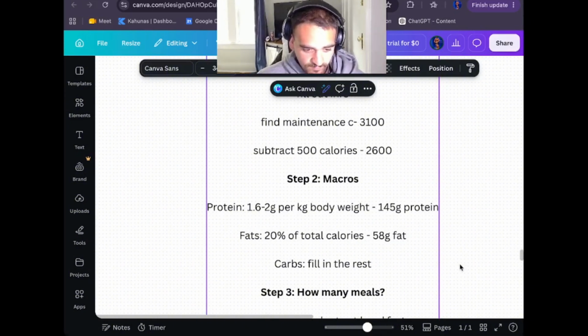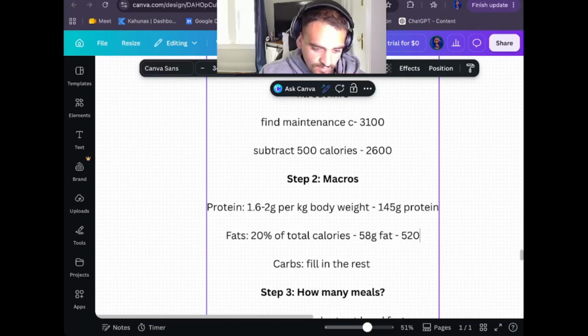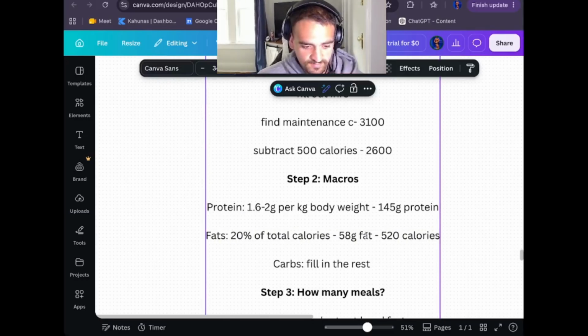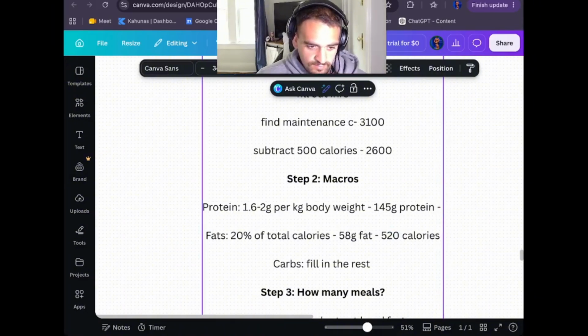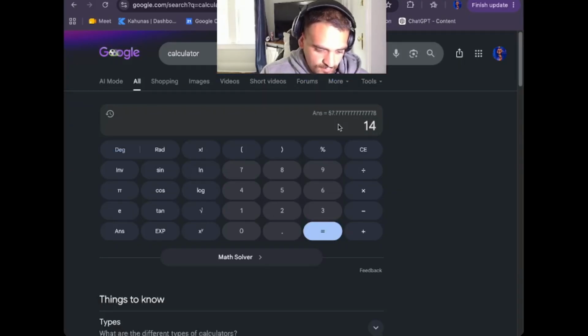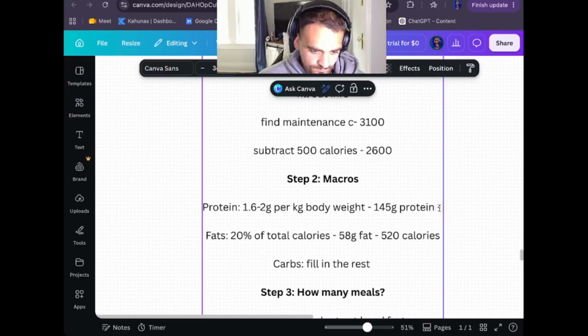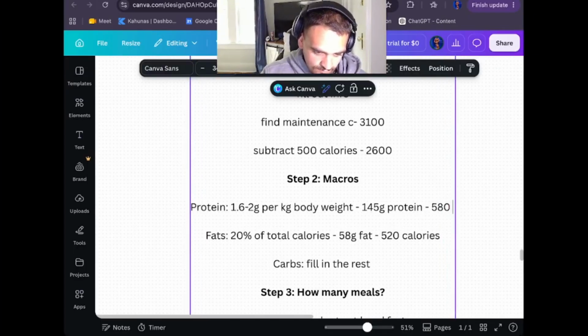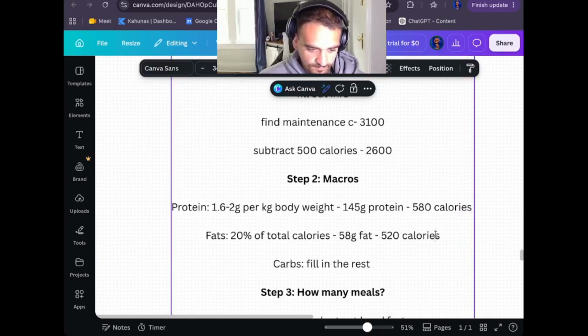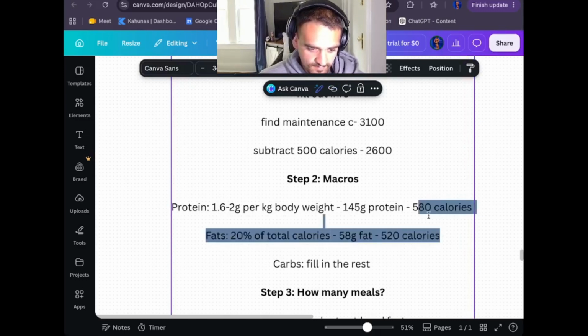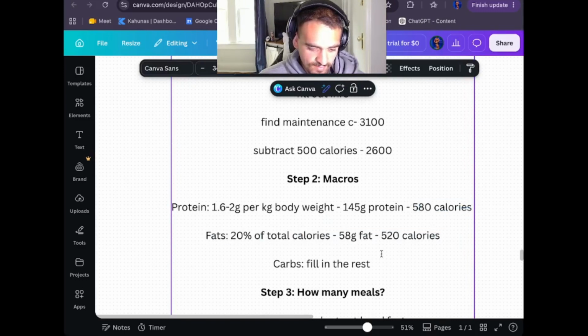58 grams of fat, and then we fill in the rest with carbs. How do we find that number? This is how we find it. 58 grams of fat equals 520 calories. 145 grams of protein equals 145 times 4, because protein is 4 calories per gram. So 580 calories. And if we add these two up, it's going to be 1,100 calories.